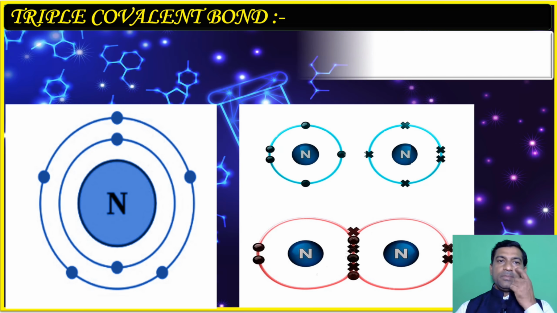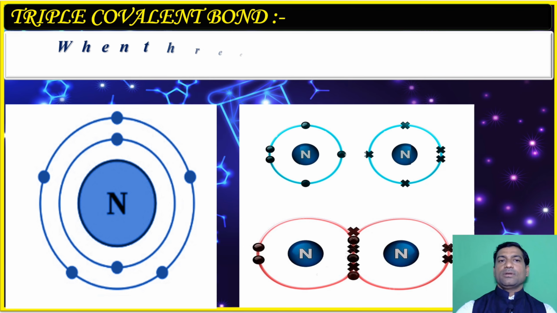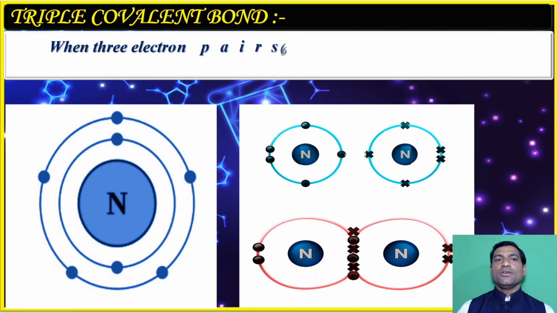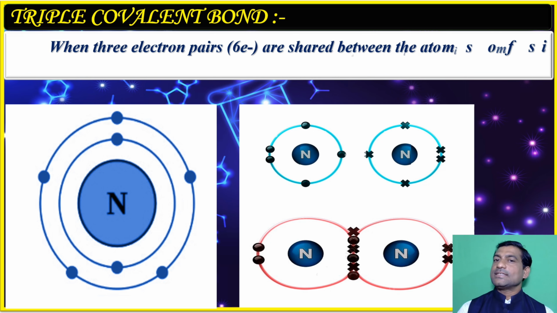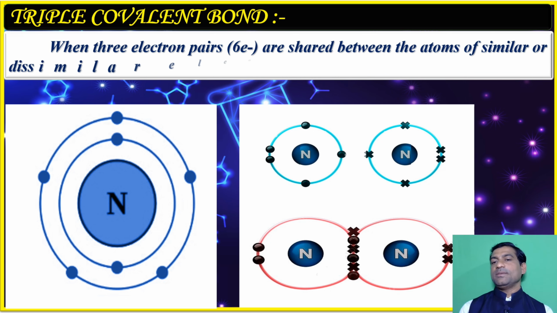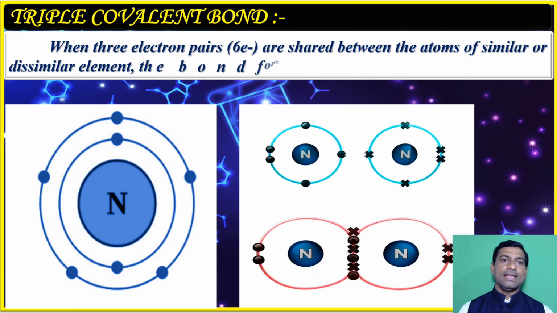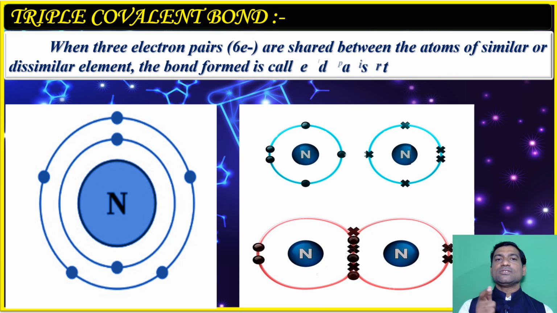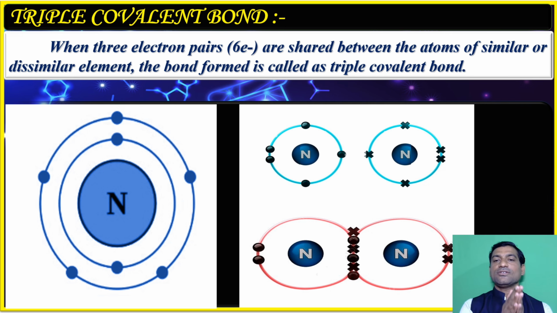Next one is the triple covalent bond. The triple covalent bond means when three electron pairs, that is 6 electrons, are shared between the atoms of similar or dissimilar elements, the bond formed is called a triple covalent bond. Means 3 pairs of electrons are shared between the two atoms.